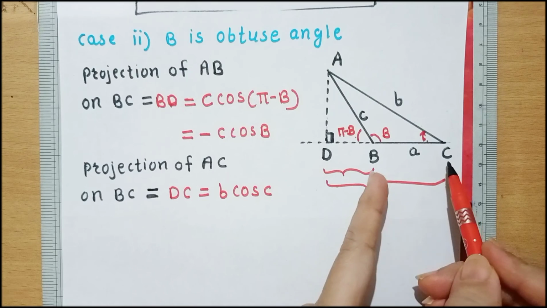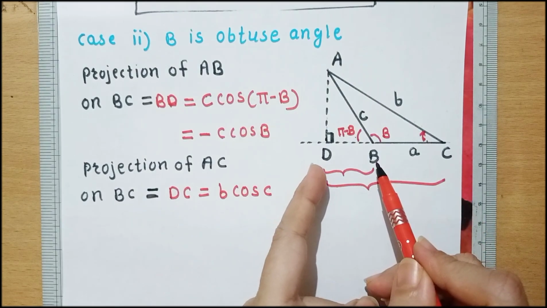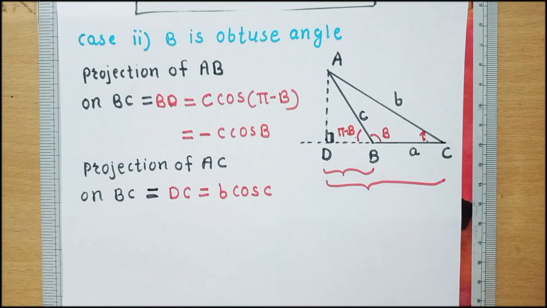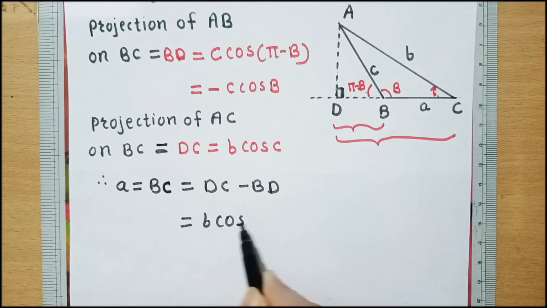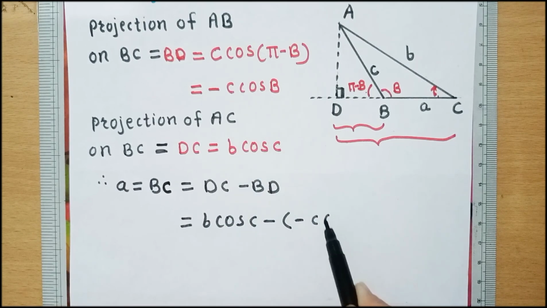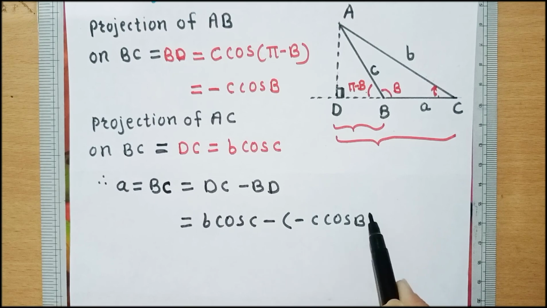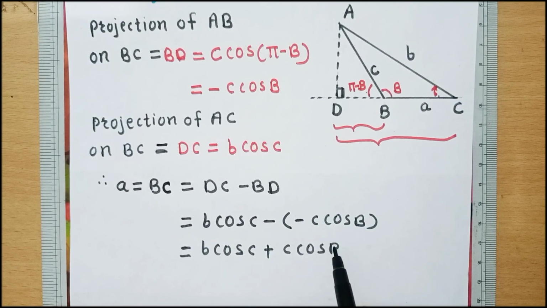Check here, we will find this distance A by DC minus DB or BD. Substitute values, DC is B cos of C minus, and again BD is minus C cos of B, and again minus minus plus, and so this is equal to B cos C plus C cos of B. We have proved this.